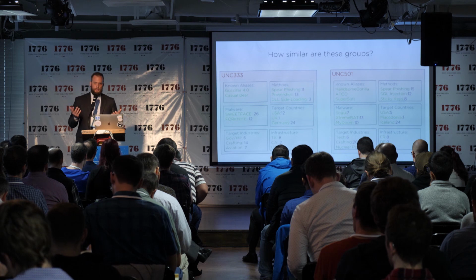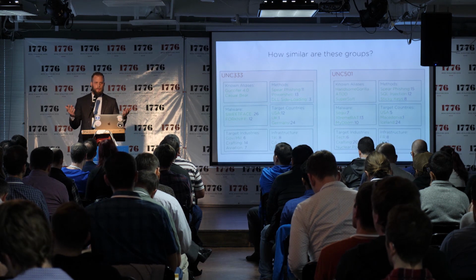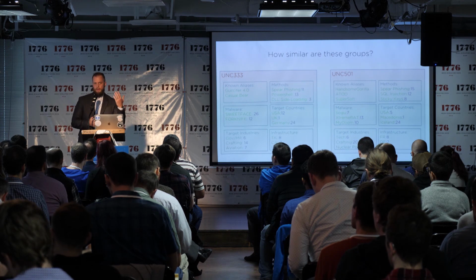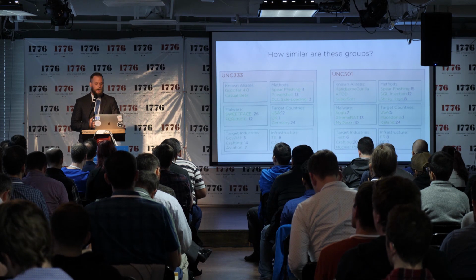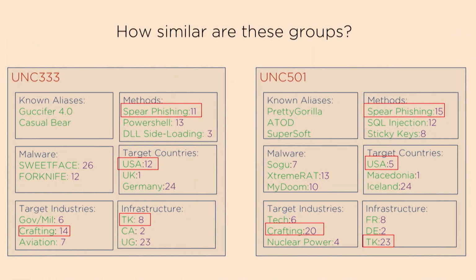The question posed to me by the Intel analyst was, if I have two UNC groups here and I want to know if they're similar, should I merge them? Or if I have an APT group and a UNC group, how similar are they? An analyst can do a quick overlap and see that, oh, look, they both use spear phishing. They both target USA countries. They both have Tokelau infrastructure. Fun fact, Tokelau has about 1,300 people, but is one of the largest domain registrants on the internet. And they both target the crafting industry.